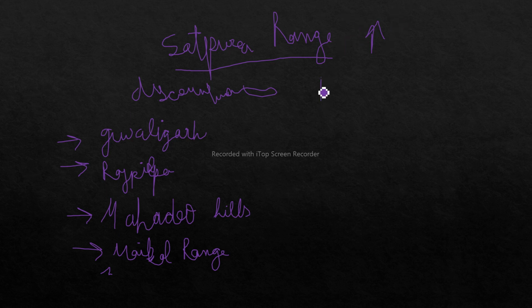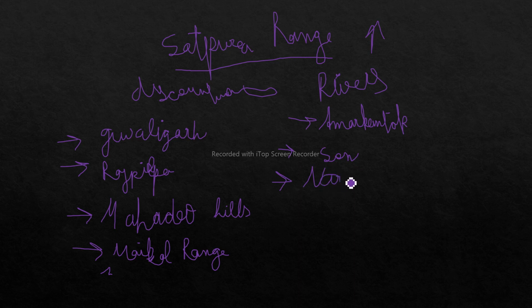Also there are certain rivers that are originating from the Satpura range. So what are those rivers? Certain rivers like Amarkantak. Then we have a river that is called Son River, S-O-N, Son River. Then we have another river, Narmada. So Narmada is originating, so these are very proximate to each other, and they are originating from Satpura.